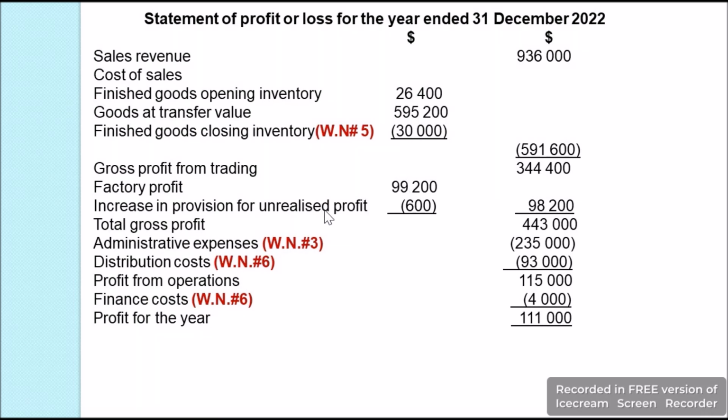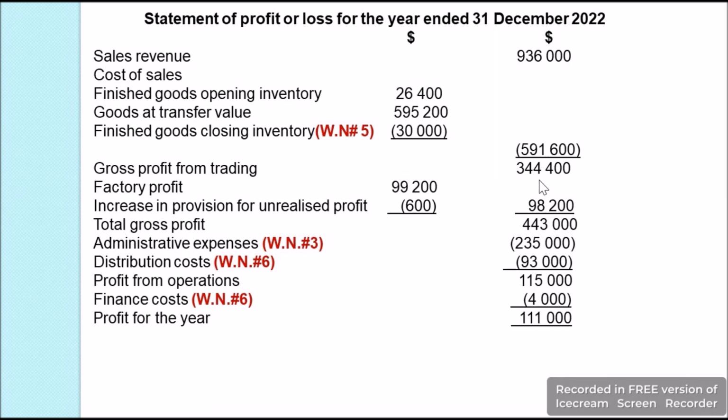Then we have the factory profit, which we have calculated in our manufacturing account, and it was mentioned that the unrealized profit was increased by $600. That means whenever there is an increase in unrealized profit, it has to be subtracted, and so we subtract the $600. We get the factory profit after subtracting the increase in provision for unrealized profit as $98,200. Then this is the gross profit from manufacturing.